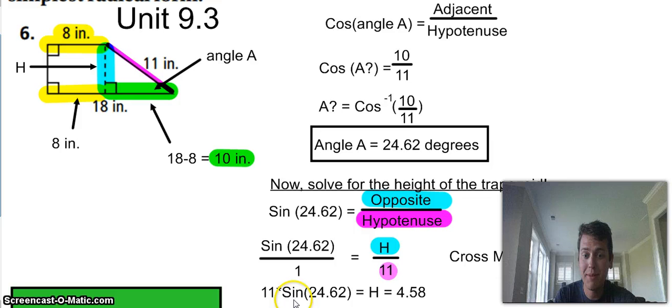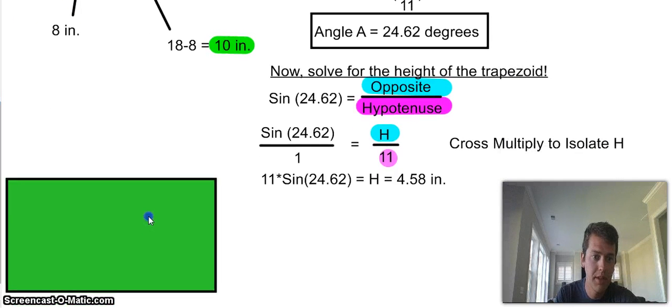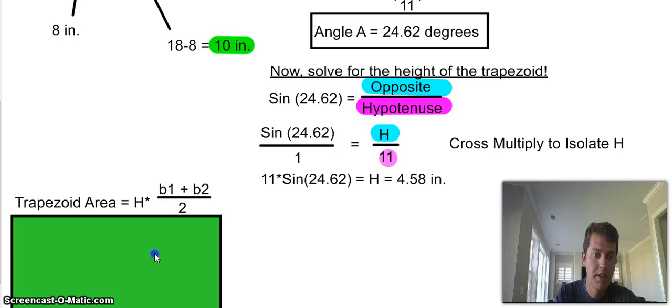So when I do 11 times sine of 24.62, I'm going to get 4.58, and I should actually give that the label of inches because that is now the height right here. It tells me it's 4.58, and that proves to us that this is not a square. It looked like at the beginning it could have been a square, but now we've seen enough that we know it's not a square.